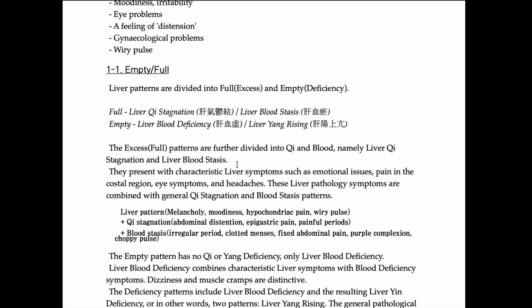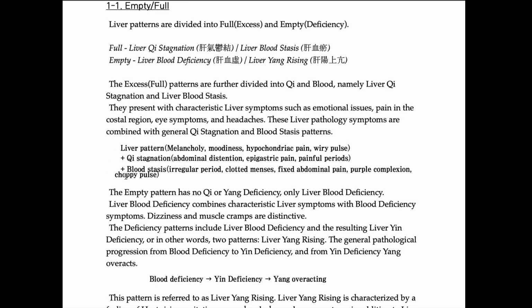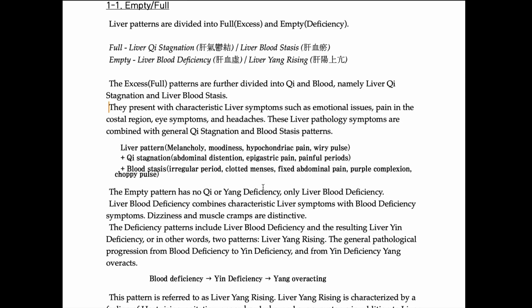The excess patterns are further divided into qi and blood, namely liver qi stagnation and liver blood stasis. They present with characteristic liver symptoms such as emotional issues, pain in the costal region, eye symptoms, and headaches. These liver pathology symptoms are combined with general qi stagnation and blood stasis patterns. Liver pattern: melancholy, moodiness, hypochondriac pain, wiry pulse, plus qi stagnation: abdominal distension, epigastric pain, painful periods, plus blood stasis: irregular period, clotted menses, fixed abdominal pain, purple complexion, choppy pulse.